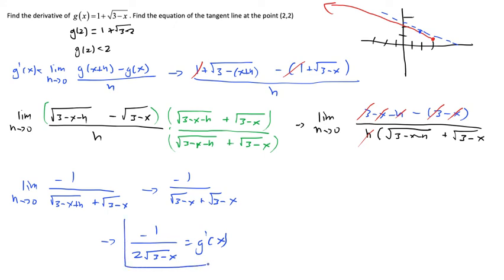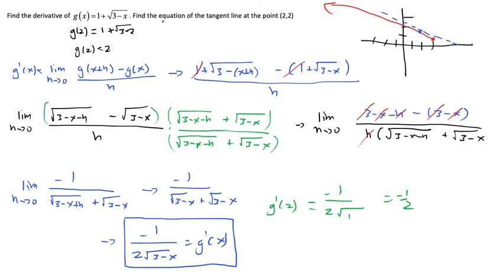So, pretty long process, but hopefully we've done this enough times that you remember to rationalize the numerator. Now find the equation of the tangent line at the point (2, 2). When x is equal to 2, we want to find g prime of 2. What happens when we plug the 2 in here? We get negative 1 over 2, and 3 minus 2 is just 1. We get negative 1/2. It means at this point the slope of this tangent line is negative 1/2.